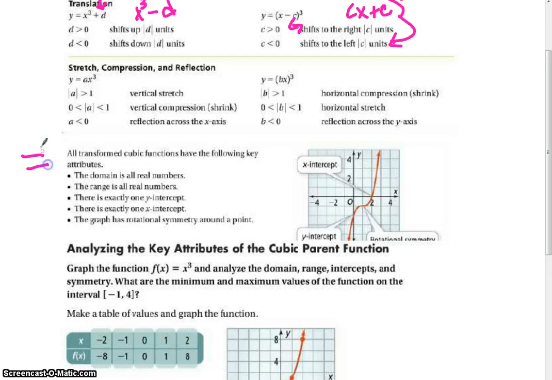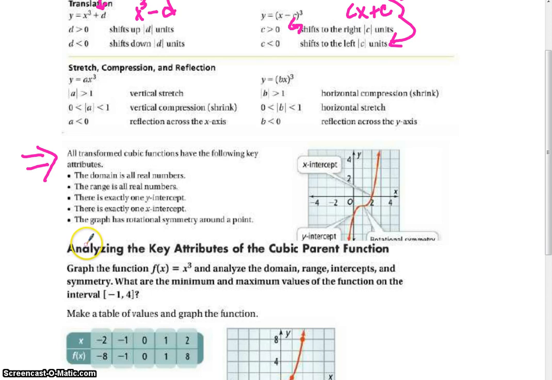Okay, all transformed cubic functions have the following key attributes. The domain is all real numbers, always. It's always going out to the left a little bit. It's always going out to the right a little bit. The range is also all real numbers. It goes forever down and forever up.